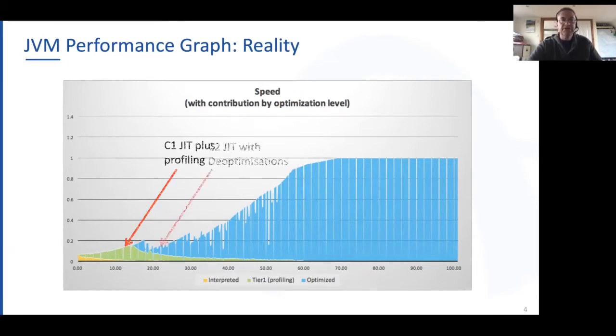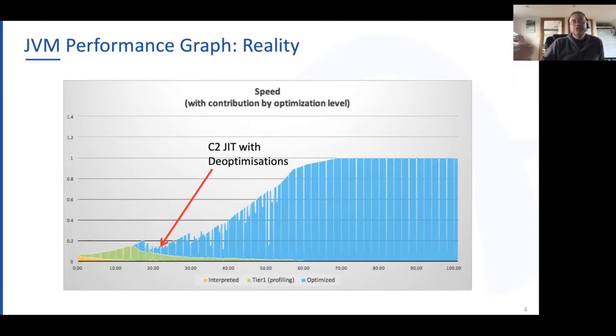Now, at the second level, the second count of how many times the method is called, the JVM will say, well, this is a really hot method. We need to then recompile that with more optimizations. So it uses a different JIT compiler called C2, used to be called the server compiler, and that will apply optimizations based on the profiling information that was collected during that C1 compiled code.